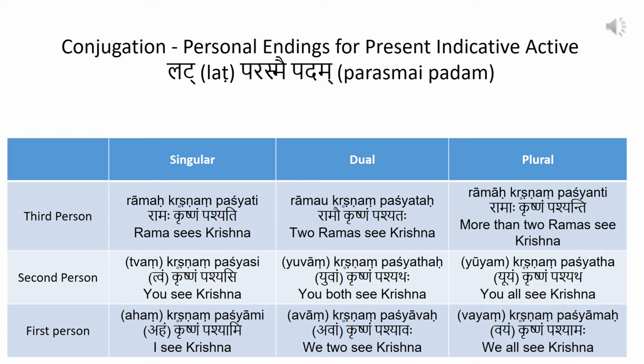We should keep in mind that the subject endings also change to indicate the two Ramas, dual Ramau, or more than two Ramas, plural Rama. We will learn more about this in subsequent lessons.